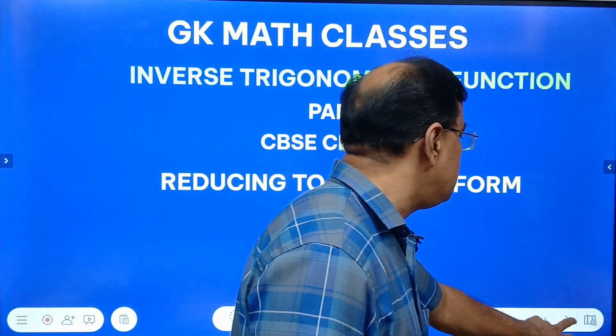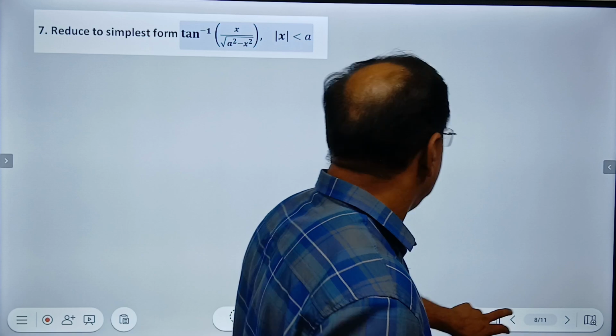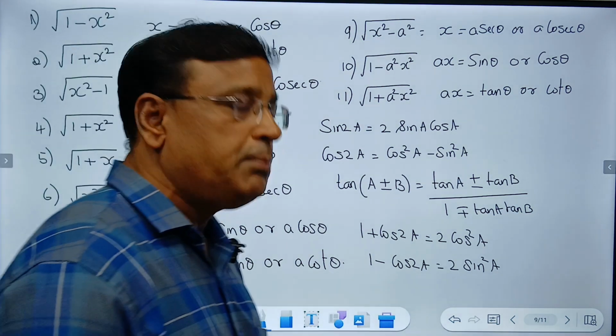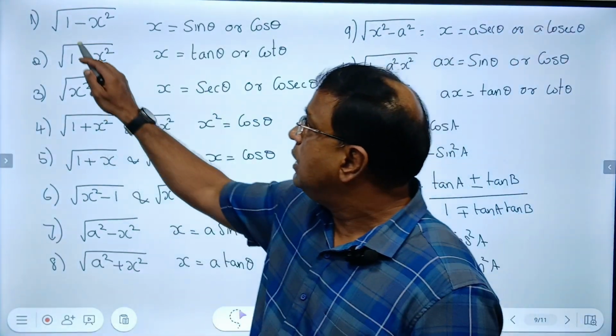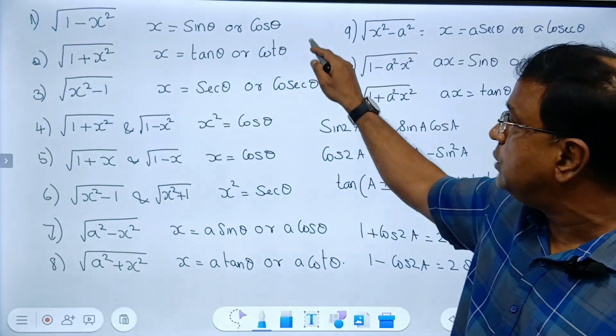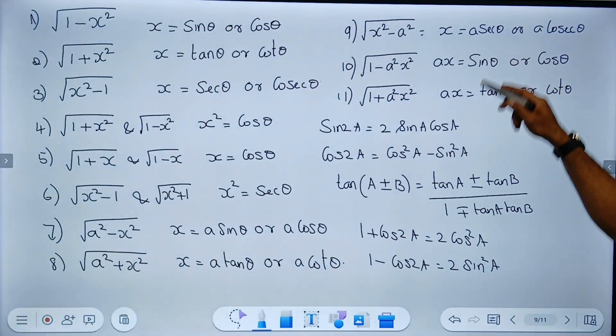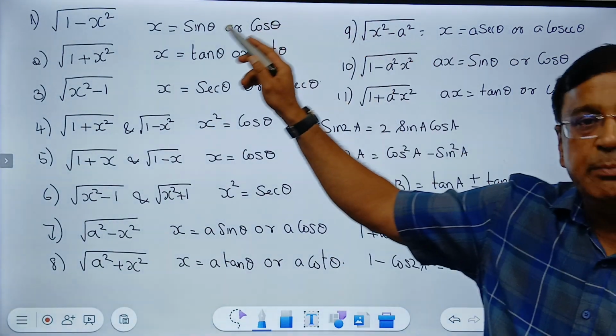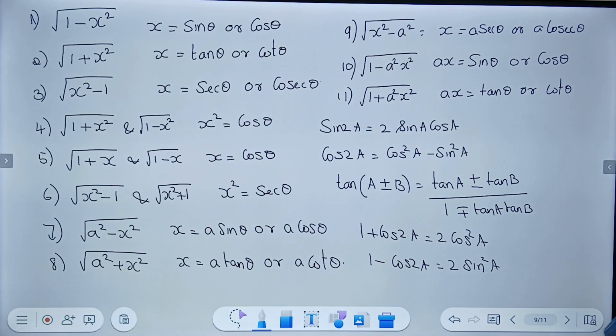Let us continue with the problems. Before I go to the problem, I want to show you this particular screen. You can use this screen as a reference to solve the problems. Whenever you come across situations like 1 minus x square, 1 plus x square, x square minus 1 with the square root, what to put, I have written here. It's for your reference. You can always rewind and see. If you have this with you, you will be able to solve any problem involving reducing to the simplest form in inverse trigonometric functions. As and when we get a situation, we'll come back to this and see how it is to be done. Maybe you can take a screenshot of this and use it when you're solving problems.